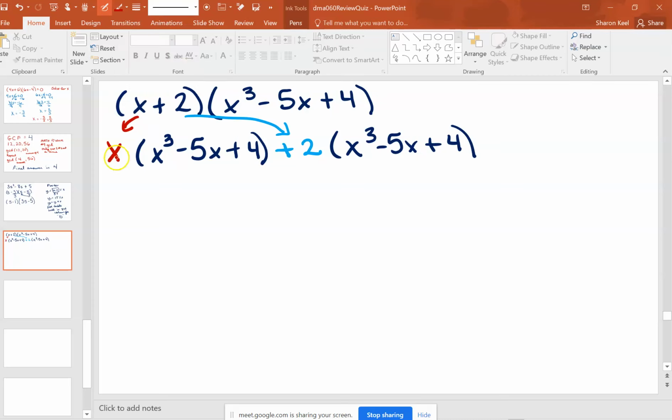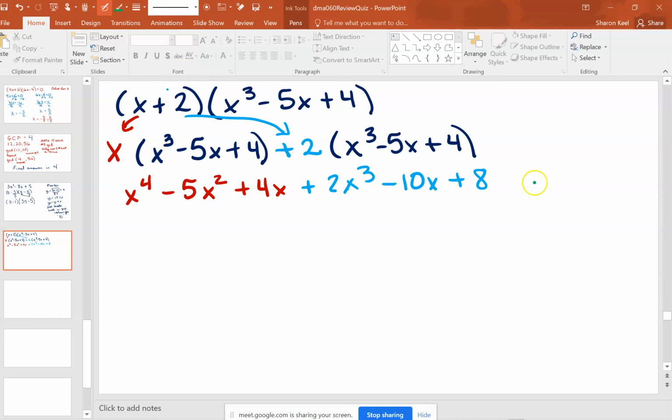So as I distribute, x times x cubed gives me x to the fourth. X times negative 5x is a negative 5x squared. X times positive 4 is a plus 4x. So all I've done here is distribute the first term times all three of the next terms. This positive 2 I'm going to again distribute. So 2 times x cubed is plus 2x cubed. 2 times negative 5x is negative 10x. And 2 times 4 is a positive 8.